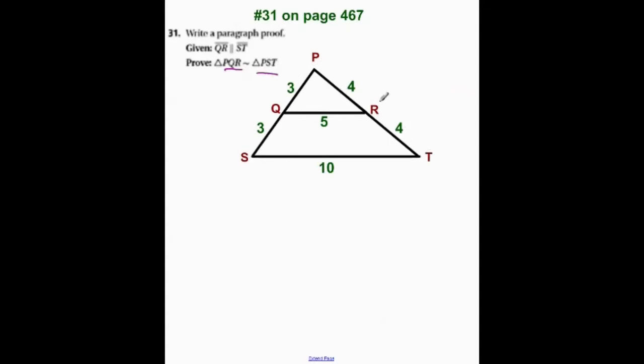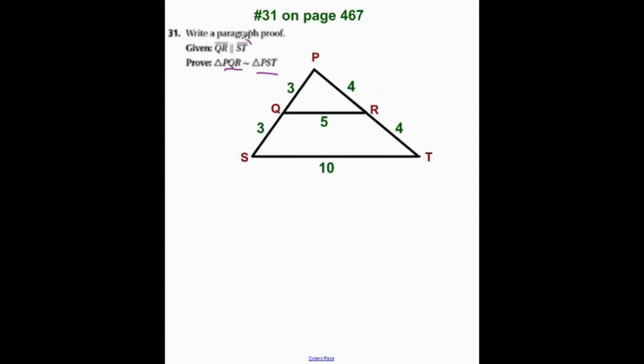Now, again, two things have to be proven to prove similarity. One, the angles have to be congruent. They have to be identical. And two, the sides have to be proportional. They have to be similar. So we have to go ahead and start proving this out.